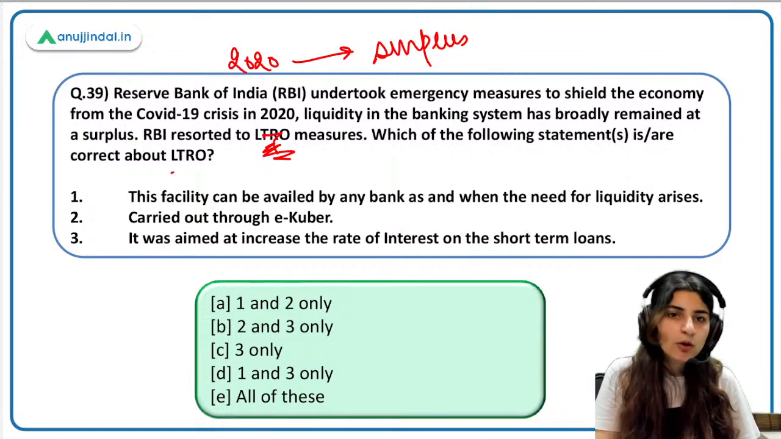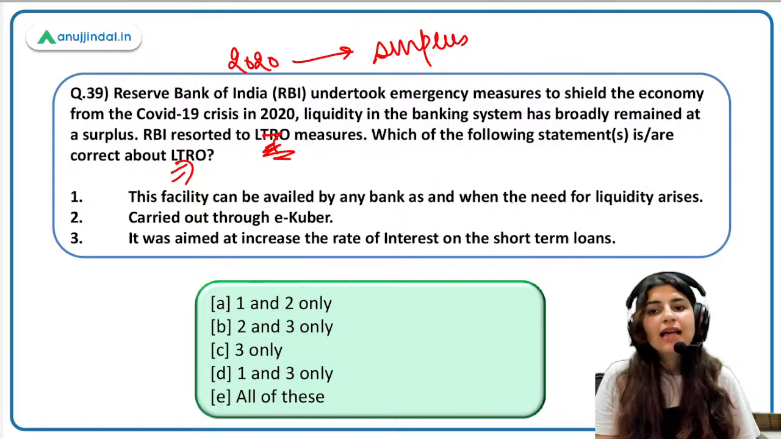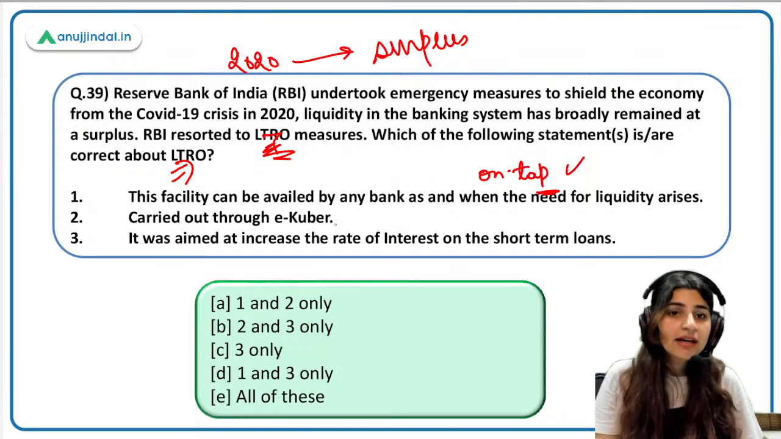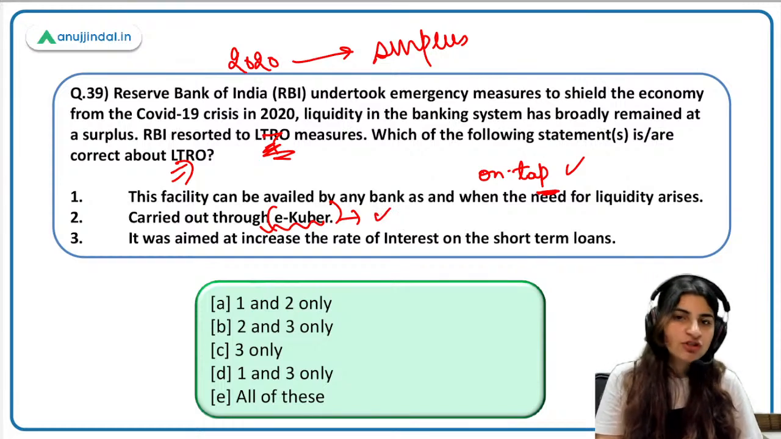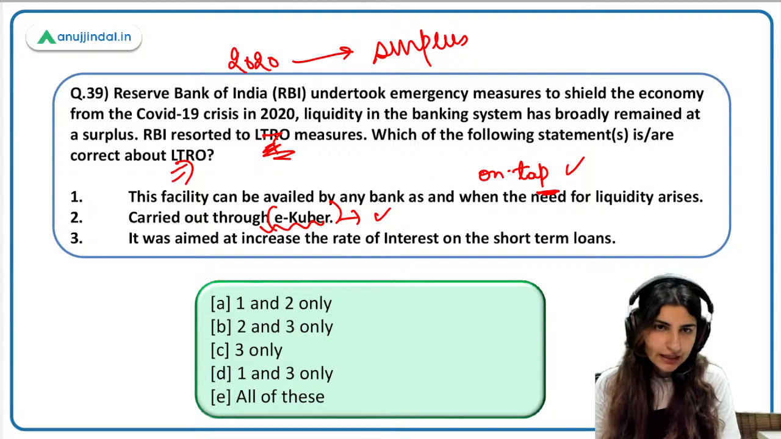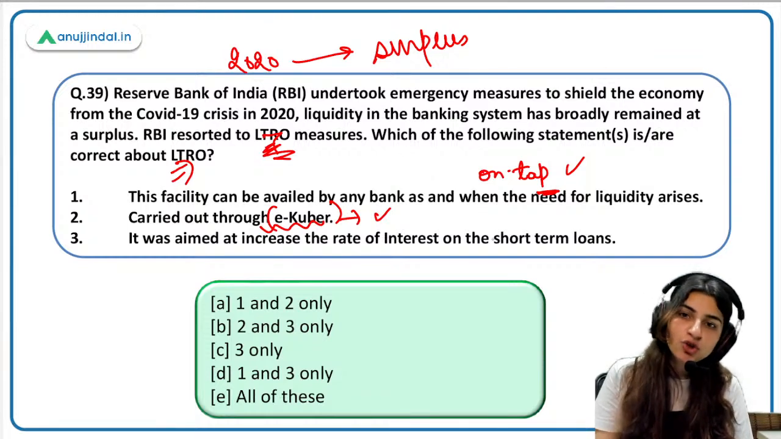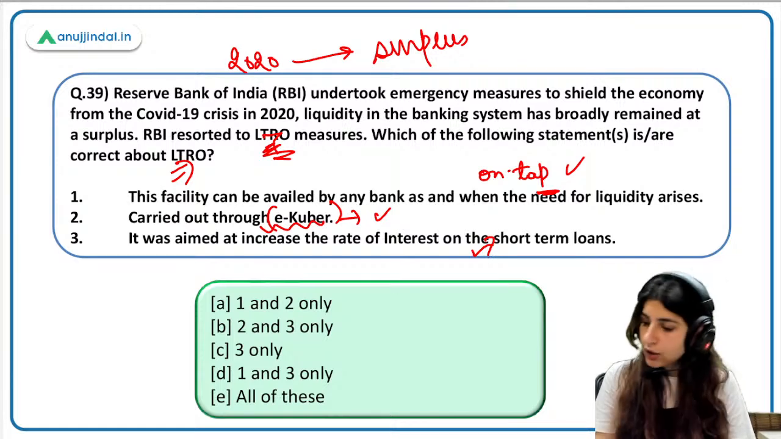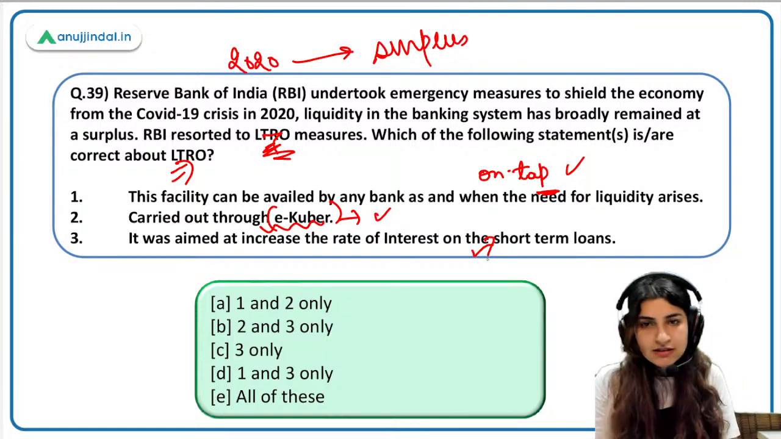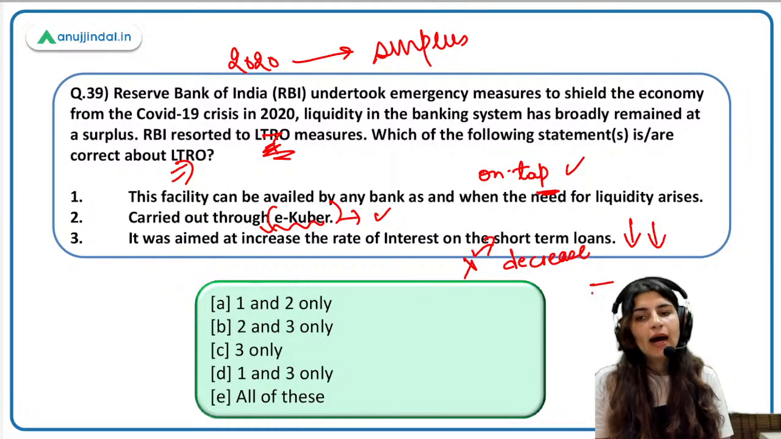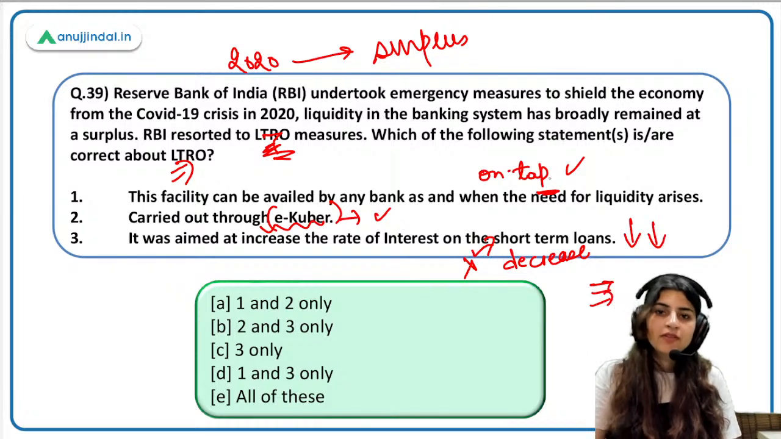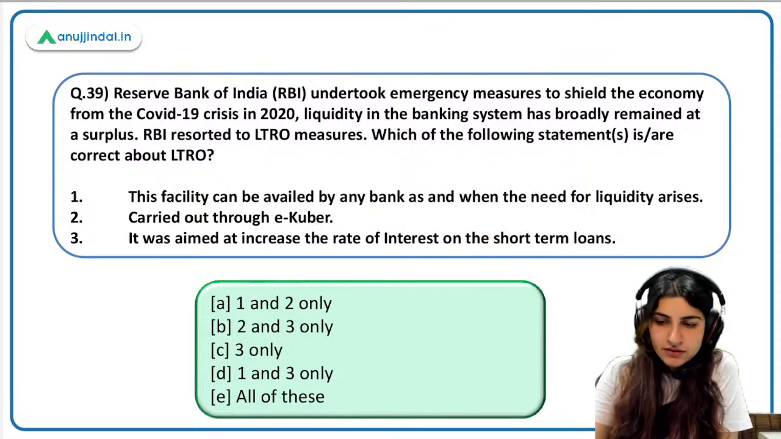Which of the following is incorrect about LTRO? This facility can be availed by banks as and when the need of liquidity arises. Yes, on tap facility. It is carried out through e-Kuber mechanism. Yes, e-Kuber mechanism है RBI का for repo operations or any other operations wherein banks have to deal with RBI. It was aimed to increase the rate of interest in short-term loans. This statement is actually incorrect. It was to decrease the rate of interest. Because उस time पे already rate high थे, the RBI wanted to decrease the rate of interest by injecting liquidity in the economy. Therefore, the aim was to decrease the rate of interest.